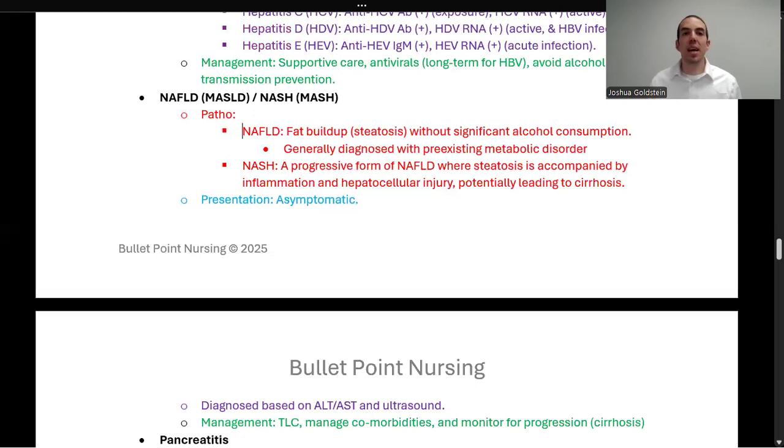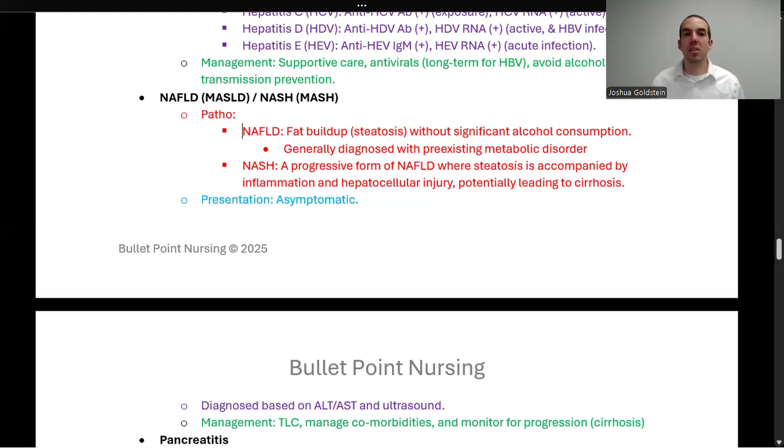Next, we have NAFLD or NASH, and it's also known as MASLD, MASH. So let's break this all down. NAFLD stands for non-alcoholic fatty liver disease. This is where the patient has liver disease, but it's not because of alcoholism, which up until recently was the most common cause. So we have a disease, it's called non-alcoholic fatty liver disease. In the newer textbooks that I've reviewed, it's now called MASLD, metabolic associated steatotic liver disease. And that's a newer name for NAFLD.